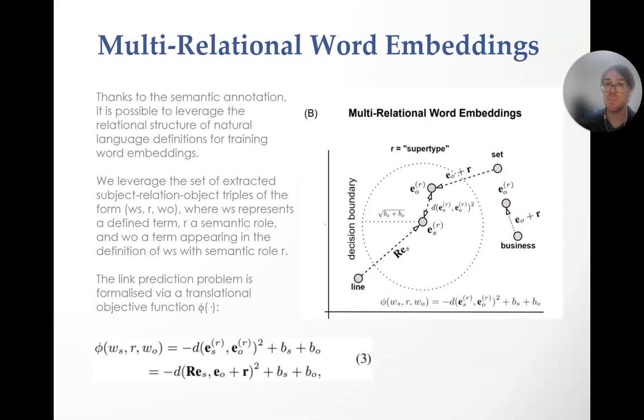Thanks to the semantic annotation, it is possible to leverage the relational structure of natural language definitions for training. So in particular, in this work, we formalize the problem as a link prediction task by a translational objective function. The translational objective that we use is the one defined in equation 3. And as you can see, it can intrinsically minimize the distance between concepts and words that are connected within a definition via explicit geometric transformations applied using the semantic relationships. So the idea is that we can jointly encode words and semantic relations into a latent space to then use the semantic relations at inference time to explicitly manipulate the latent space.